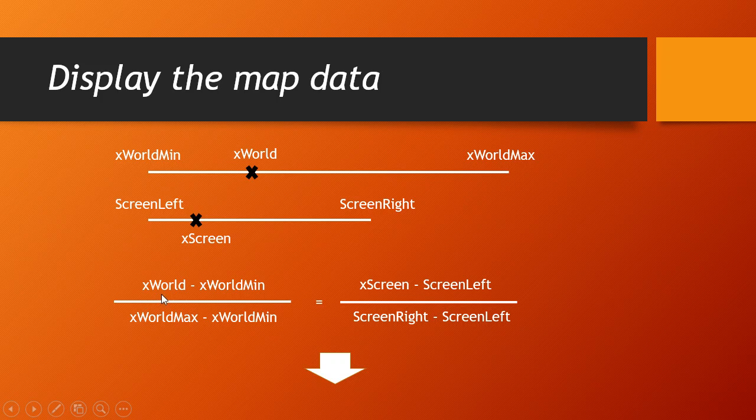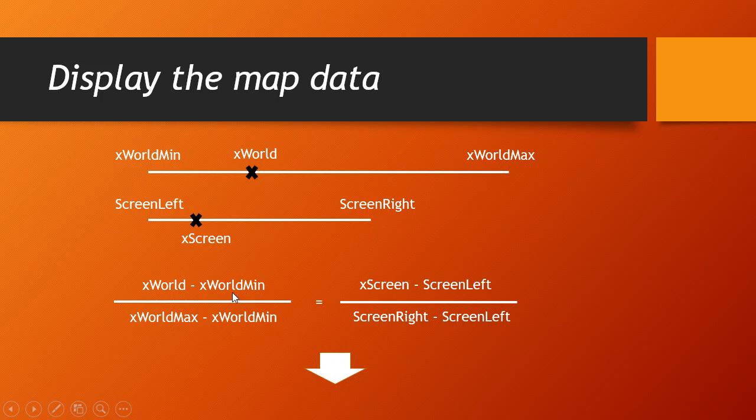So this length, x world minus x world minimum, divided by the whole length, x world max minus x world min. The ratio should equal, on screen, this length, x screen minus screen left, divided by the screen width, screen right minus screen left.